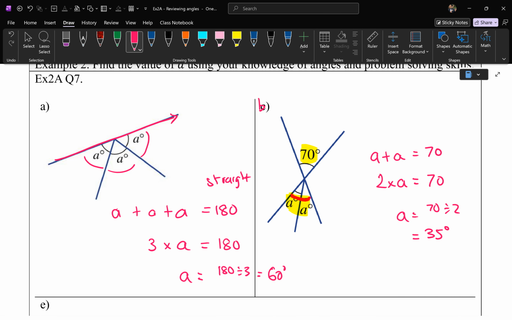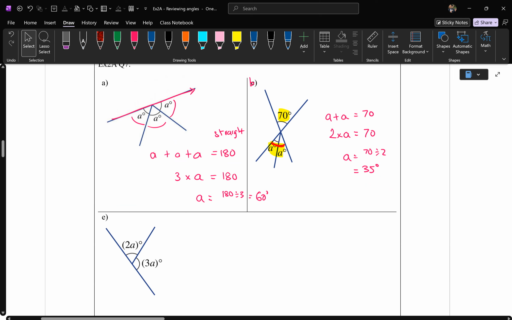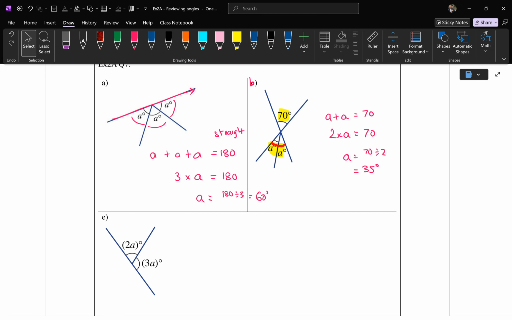35. So A must be 35 degrees. Well done. Now, the last one, it looks complicated, but it's actually following the same idea. They just didn't draw the parts for you. So instead of doing A and A, they can write 2A.